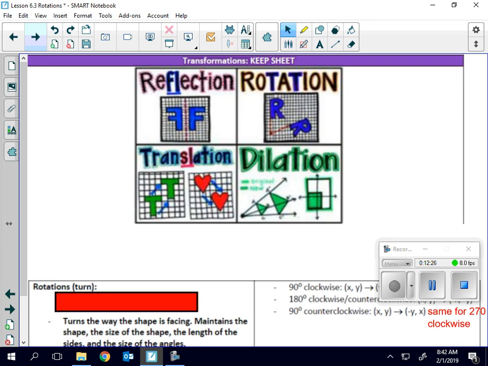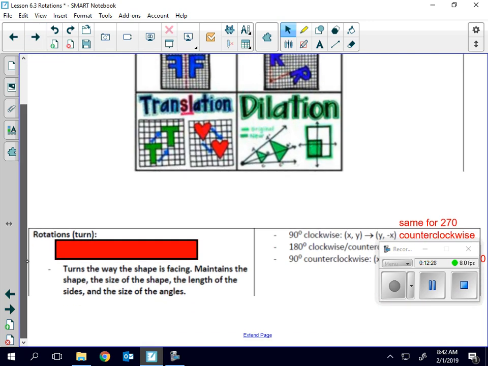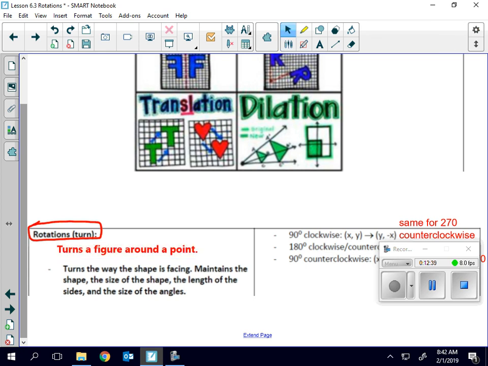Okay, so you're on your graphic organizer, the yellow sheet that you have, and we're looking at rotations. Make sure you're on the spot that says rotations. It's the third one down, I believe. All right, and you're going to add this to it. Turns a figure around a point. A rotation is a turn.